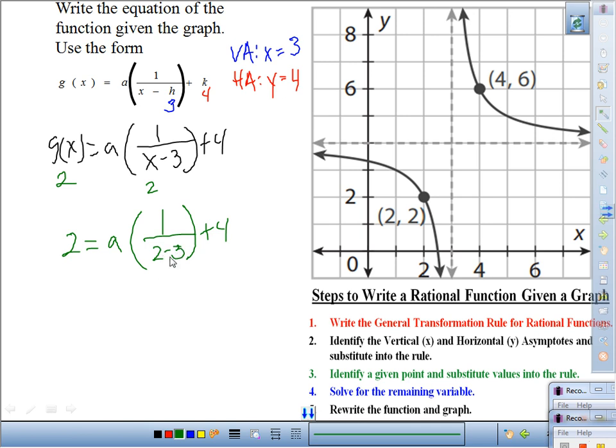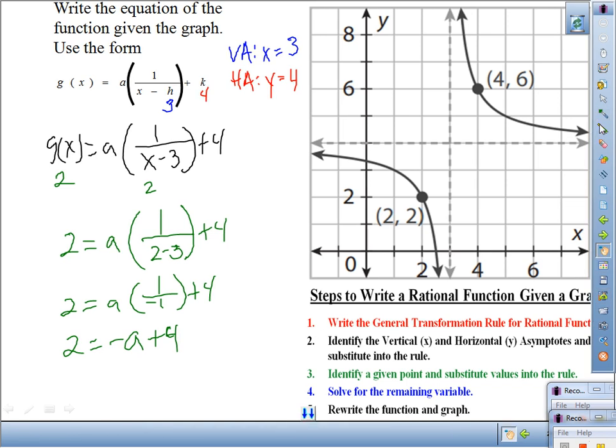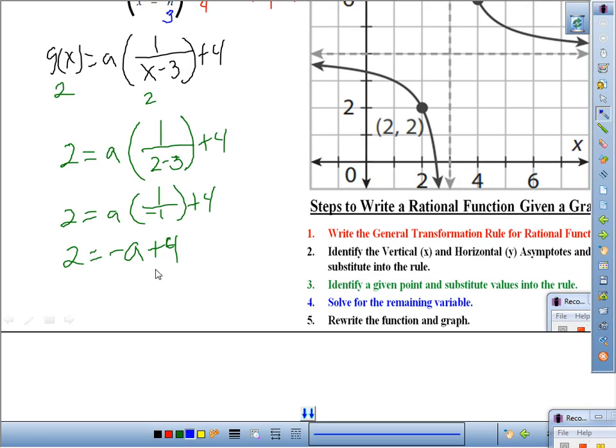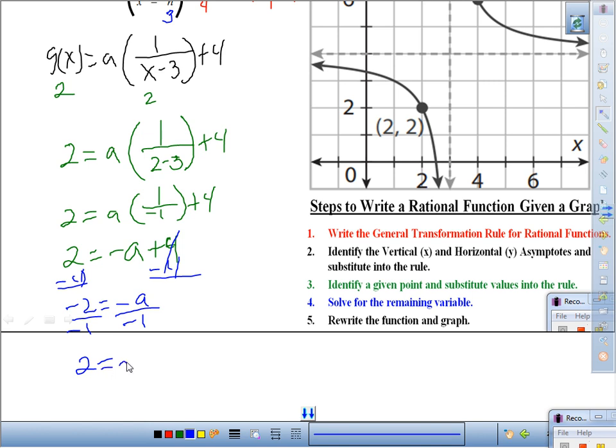What is 2 minus 3? Negative 1. So what is 1 divided by negative 1? Negative 1 times a. I'm going to show you this because some of you are looking at me like, what? 1 over negative 1 plus 4. This becomes negative 1. So negative 1 times a is negative a plus 4. And now we just solve for the remaining variable, yes? So we get minus 4, minus 4. Negative 2 equals negative a. How do we get rid of that negative? Divide by negative 1. So therefore 2 equals a.